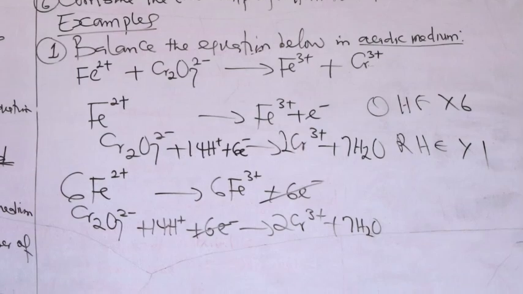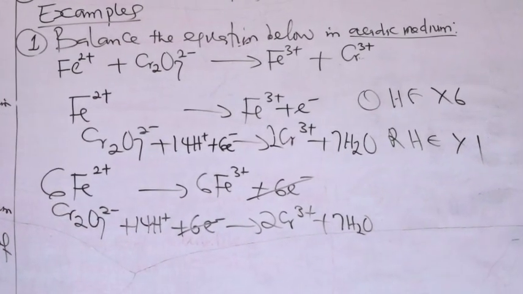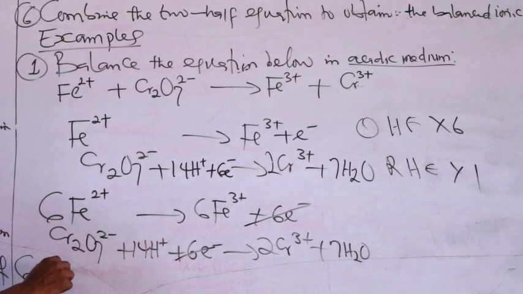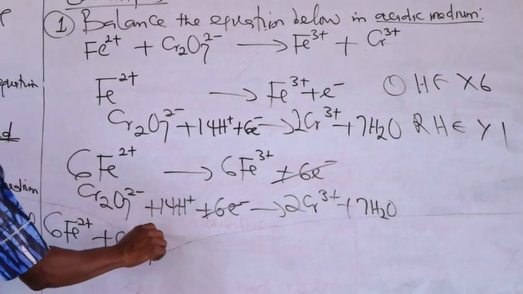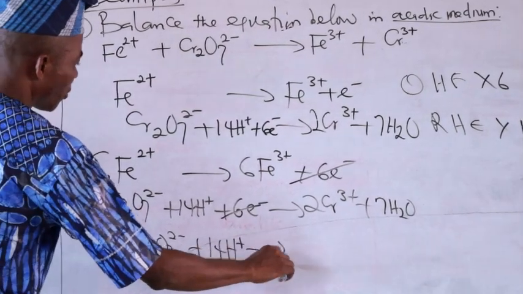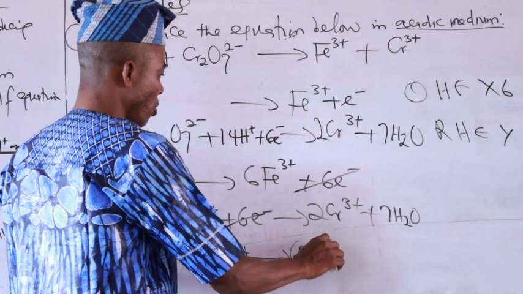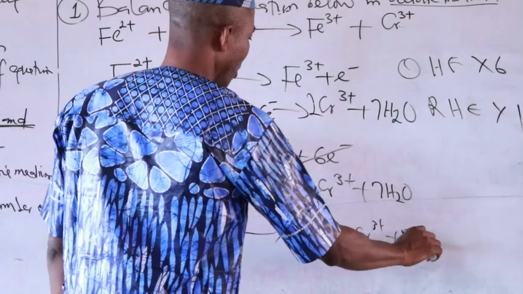What do we do now? -12. So we have 6 Fe2+ plus Cr2O7 2- plus 14 hydrogen ions to give us what? 6 Fe3+, 2 Cr3+, 7 H2O.